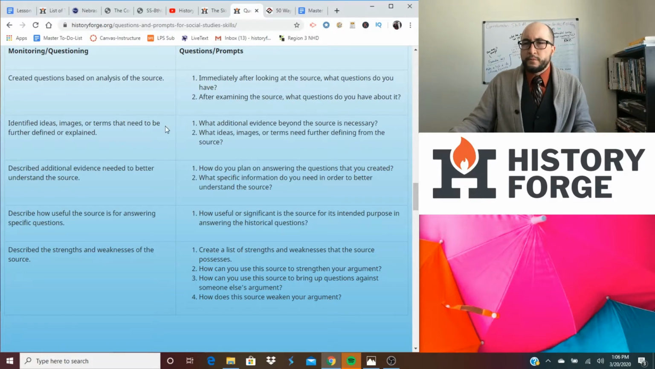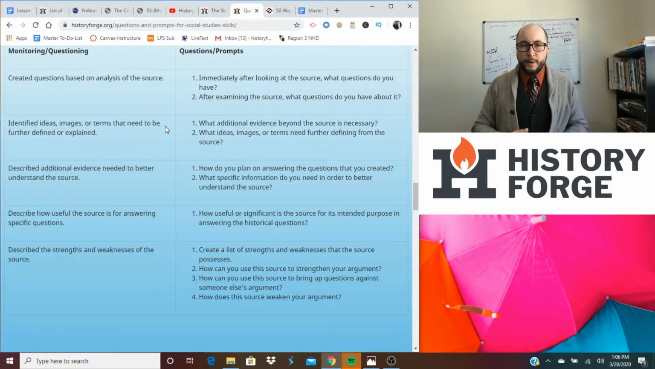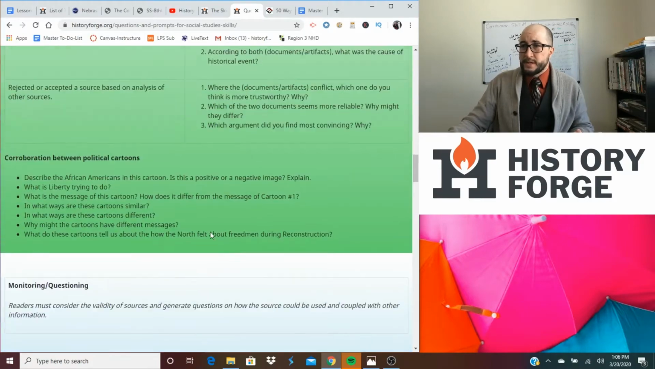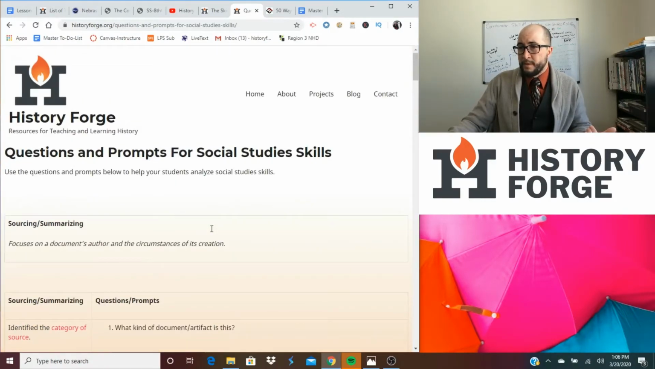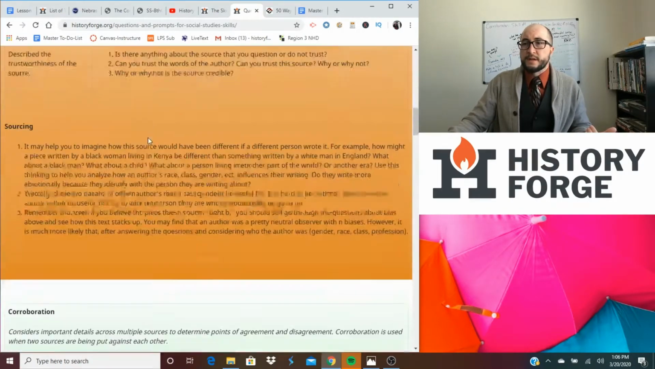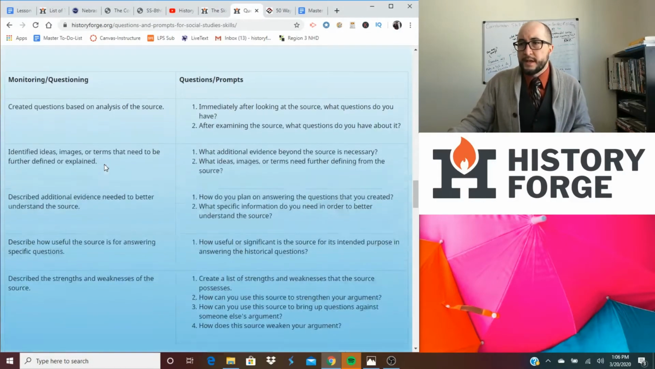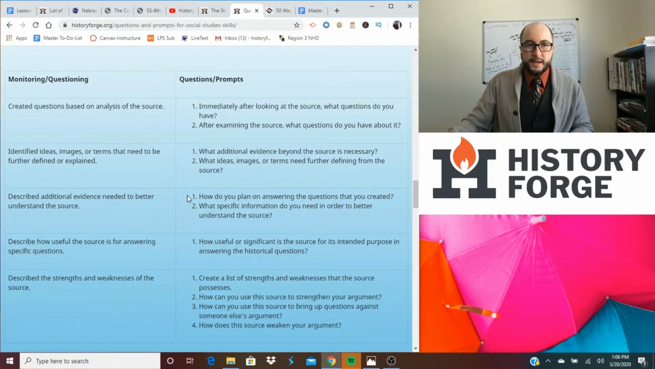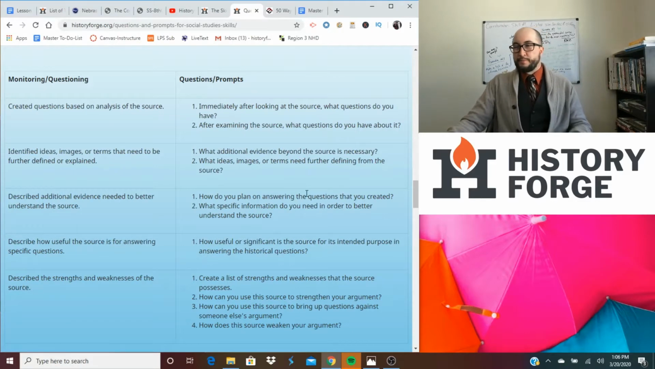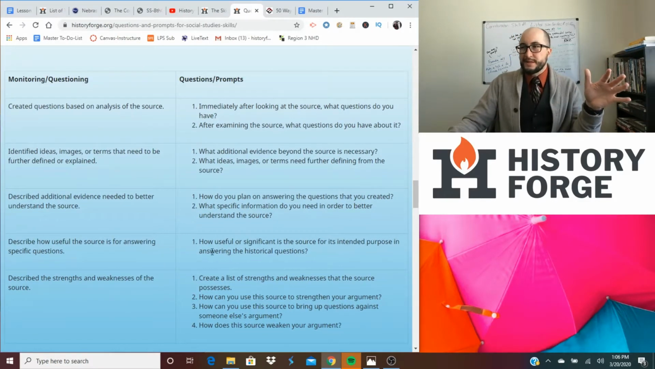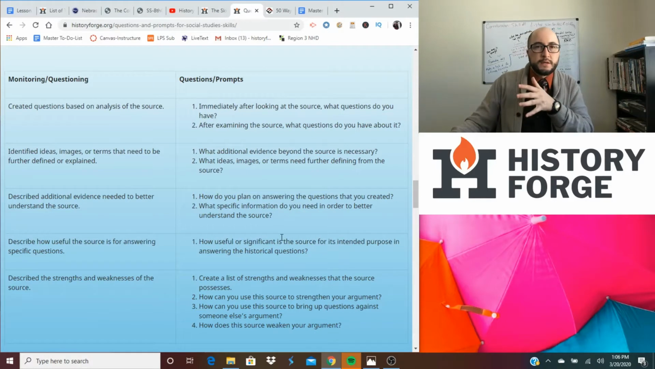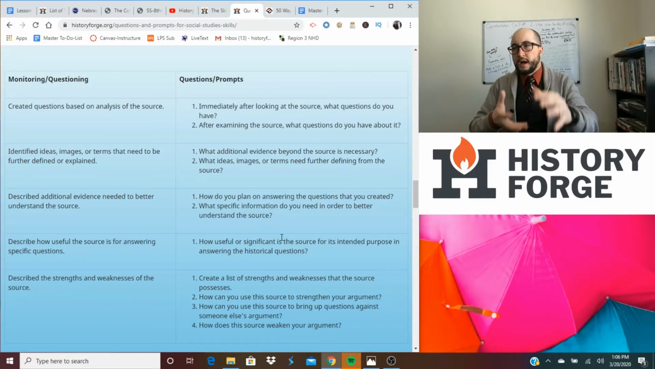When I'm creating formative assessments, I'm always asking myself what skill I'm taking and using to test these students. That's a big question because if I scroll up, you'll see there's more than one big skill. We have sourcing and summarizing, we have corroboration, and there's more below this, but I'll stick with monitoring and questioning. Then we have these five sub-skills that you can see me circling with my mouse. And beyond those, we have questions and prompts that we could possibly use. These are just guides. These are not the actual questions I would use. I use them as prompts to guide my decision.